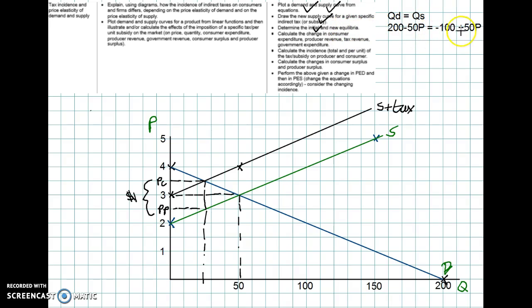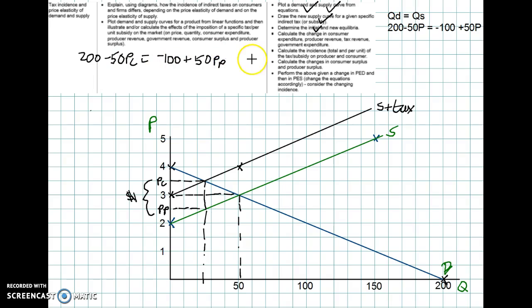Right, so we need to do the new equilibrium. We need to change this slightly to represent that the customer and the producer have a different price now. So if we move over here, 200 minus 50 PC equals minus 100 plus 50 PP.